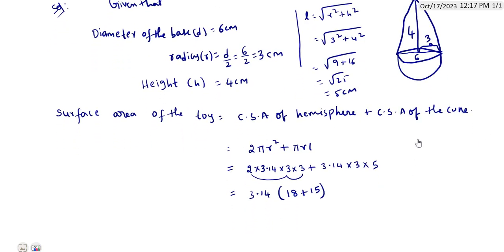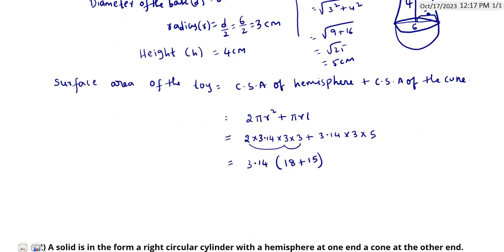Next, 3.14 into 18 plus 15, which is 33. So 3.14 into 33, multiply, 103.62. Since it is area, the unit is square centimeters. So this is the surface area of the toy. Okay, next.